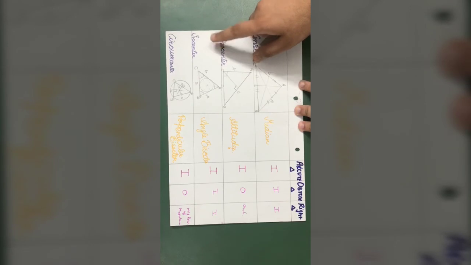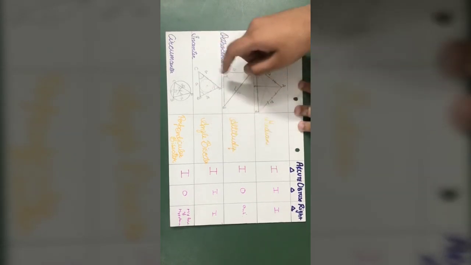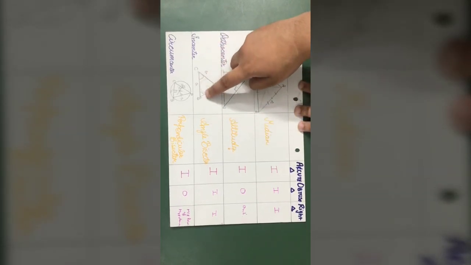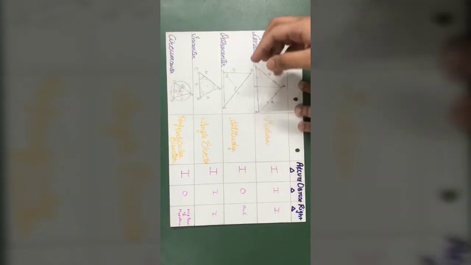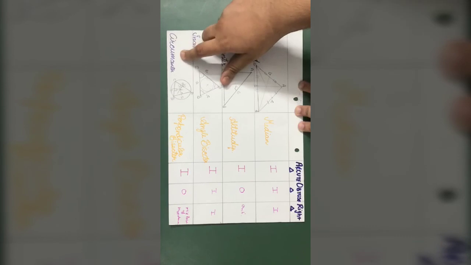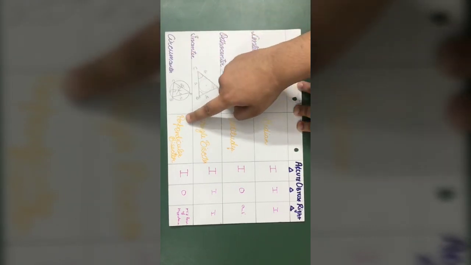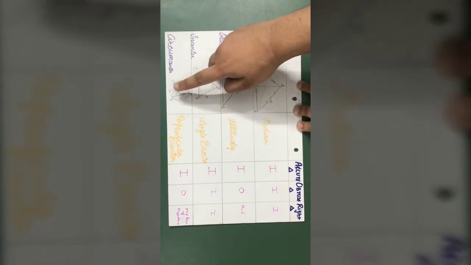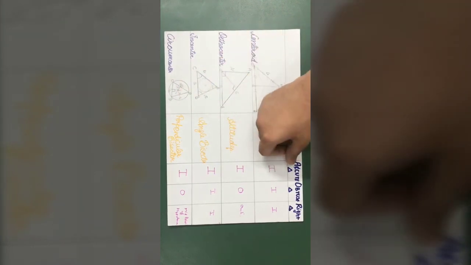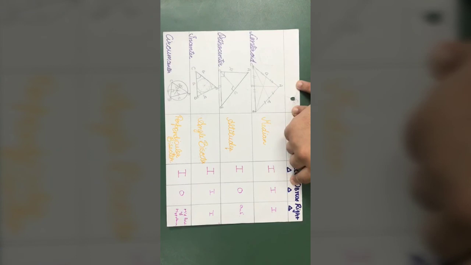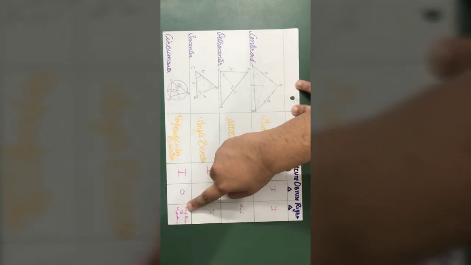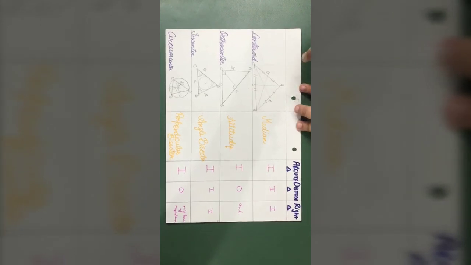Incenter is the point of intersection of angle bisectors and the center of the incircle. For acute, obtuse, and right angle triangles, it lies inside the triangle. Circumcenter is the point of intersection of perpendicular bisectors and the center of the circumcircle of the triangle. For an acute angle triangle, it lies inside. For an obtuse angle triangle, it lies outside. And for a right angle triangle, it lies on the triangle, as the midpoint of the hypotenuse.